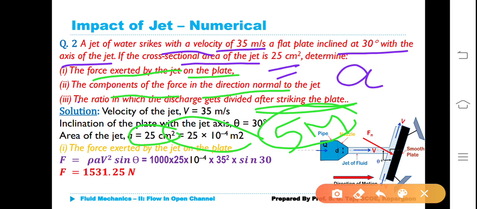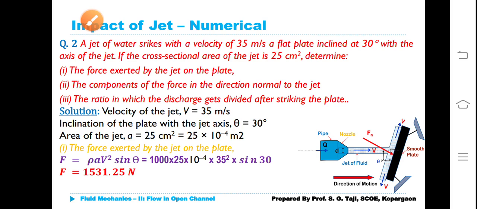Then directly you write down the formula. F is equal to, we know when the plate is held inclined to the jet, rho a v squared sin theta. Substitute all the values, you will get F is equal to 1531.25 Newton. 1531.25 Newton. Very simple problems.